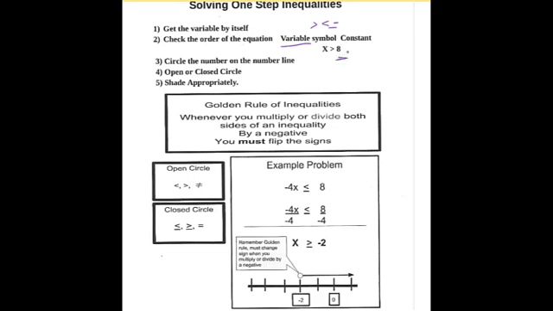Once we get that done, we're going to put a circle on the number line, and we're going to make sure and find out if that is an open or a closed circle. We'll talk about that in a second. And then we'll shade the appropriate way that the inequality goes.